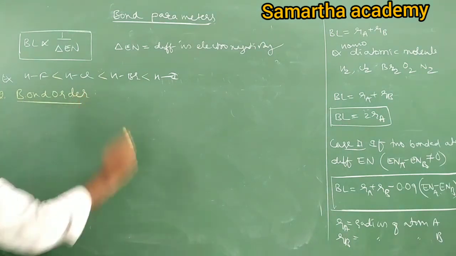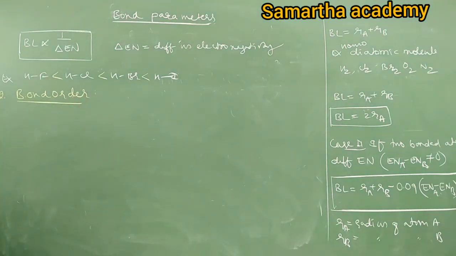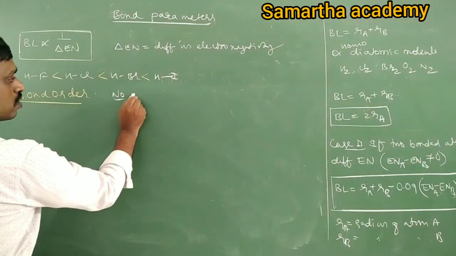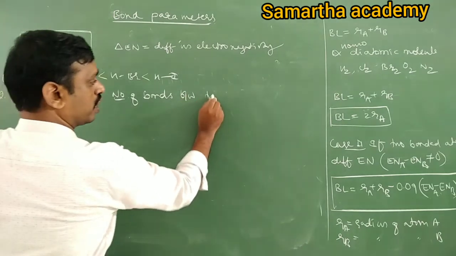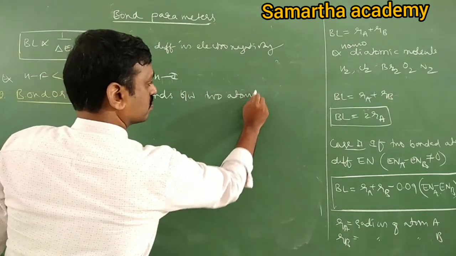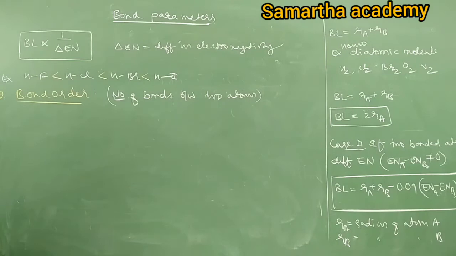Bond order is nothing but the multiplicity of bond. In the previous class we studied bond order. What is a bond order? The number of bonds present between any two atoms. The number of bonds present between two atoms is called bond order.